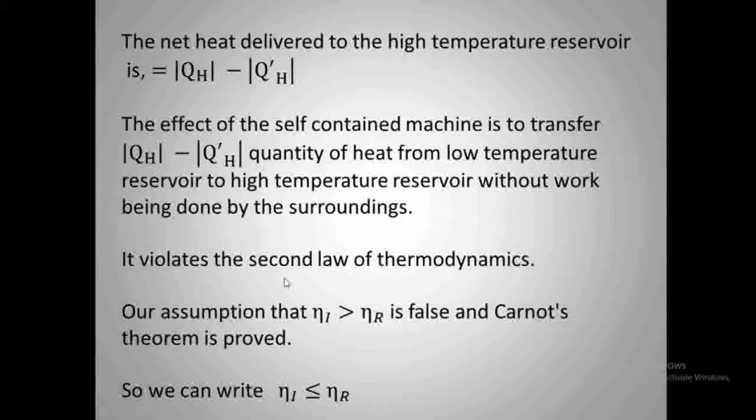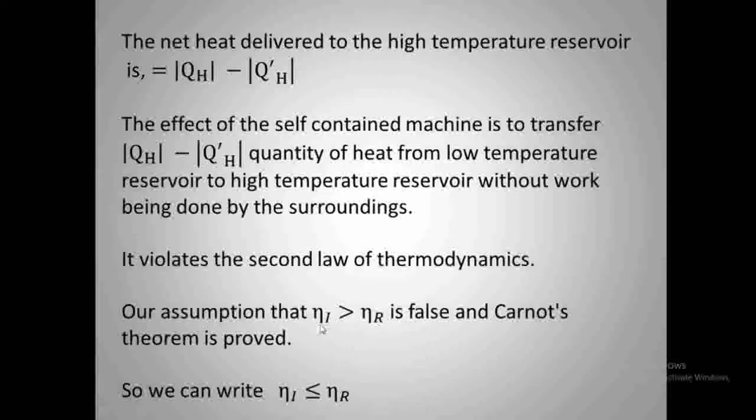That violates the second law of thermodynamics, that is, the statement of the second law for the refrigerator, the Clausius statement. It violates the Clausius statement of the second law of thermodynamics. Why are we getting a false thing here? Because we have taken in the beginning that eta I is greater than eta r, and according to this assumption, we got this net effect. So we can say that our assumption that eta I is greater than eta r is false.